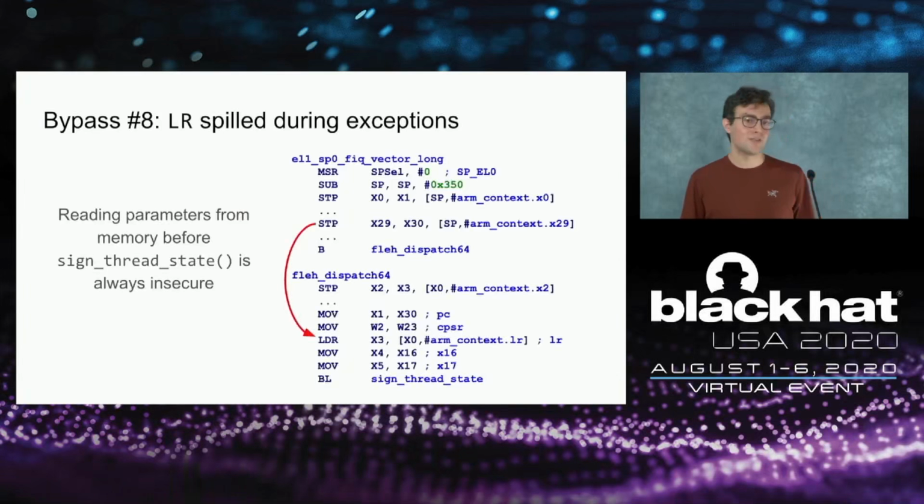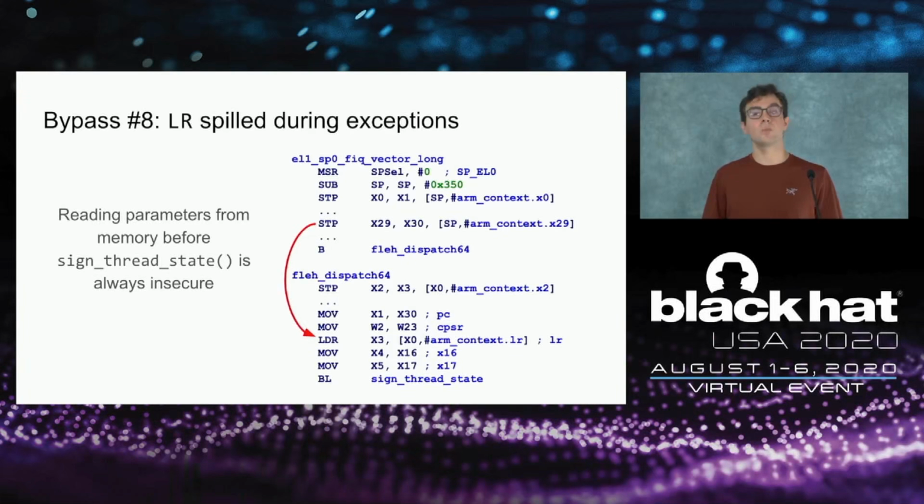So this was actually another kind of interesting PAC bypass. I hadn't expected to find something just sitting right there in the exception vector. But it also got me thinking, what is the generalization of this issue? And what I eventually settled on was that the problem was that you're reading parameters from memory before calling sign thread state. Doing this is fundamentally an insecure thing to do, since it'll always give an attacker a window in time to modify the parameters to this sign thread state function.